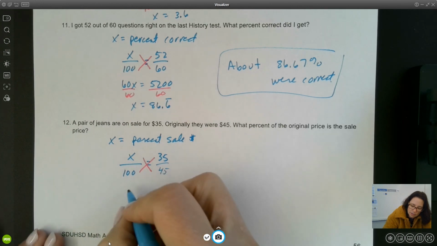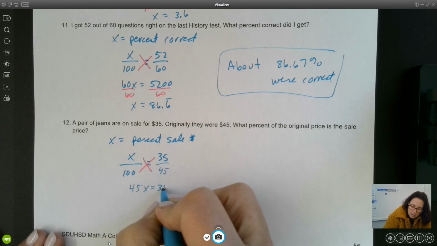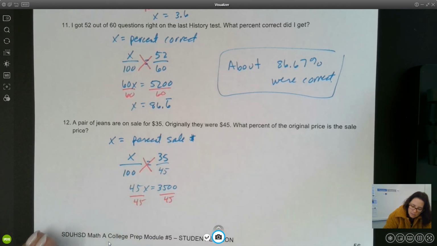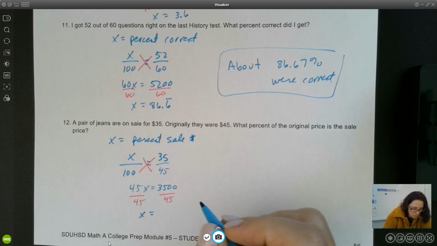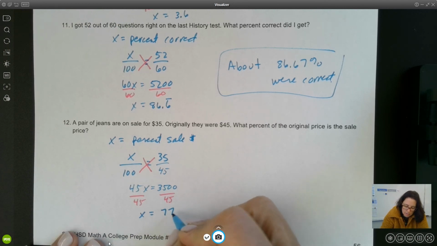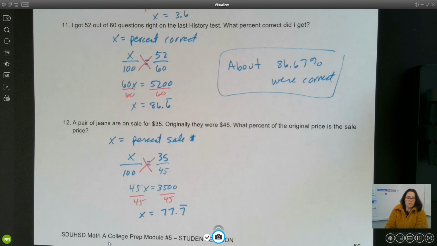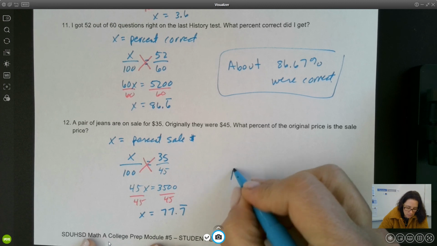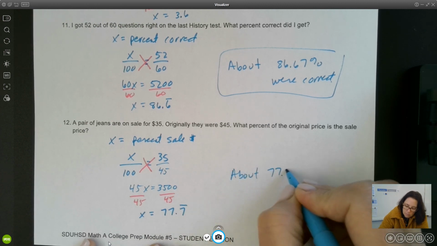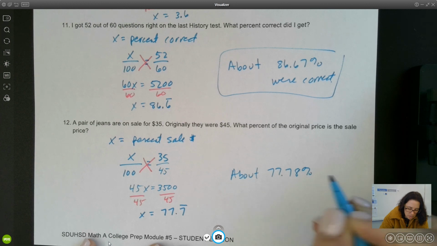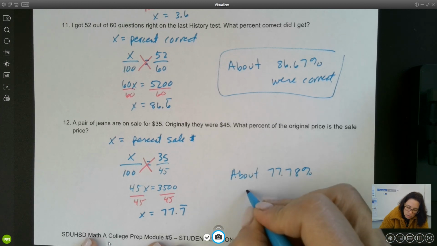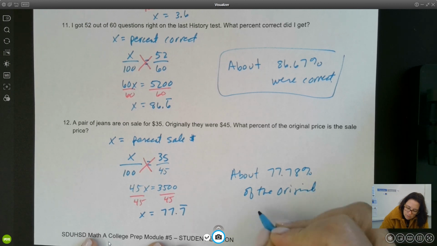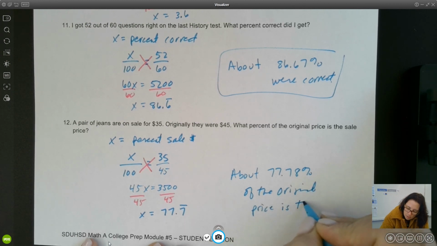45x equals 3,500. Divide by 45. X equals, again, it's a number that fills up the screen of your calculator, rounded to the nearest hundredth, about 77.78% of the original price is the sale price.